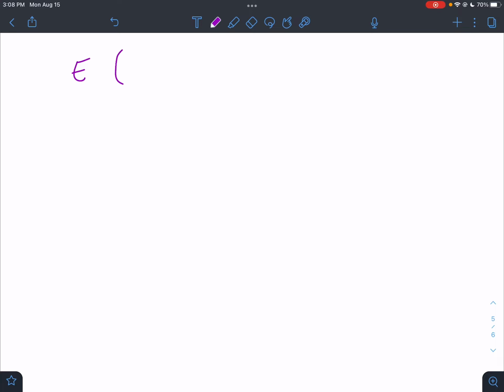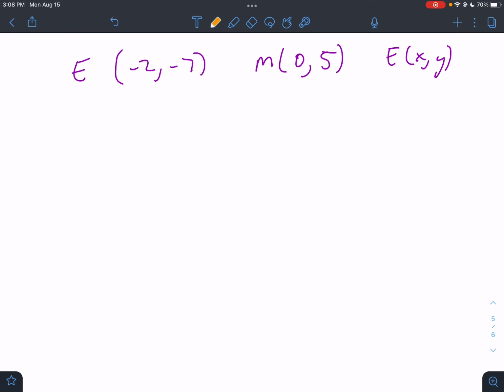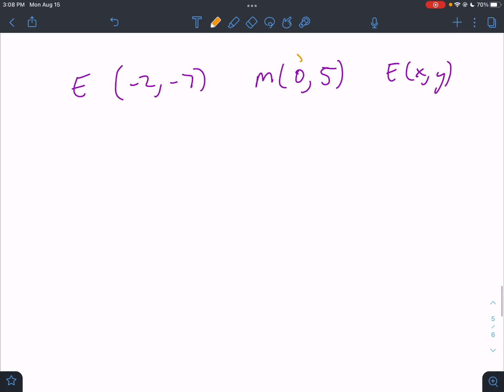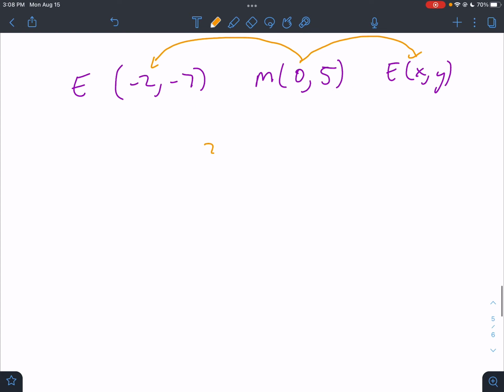Say we have an endpoint of (-2, -7), a middle of (0, 5), and we want to find the other end. I'll call it (x, y). Same idea: I'm at the middle. That's -2 to go backwards, so I need to go +2. So that's going to land me at +2.